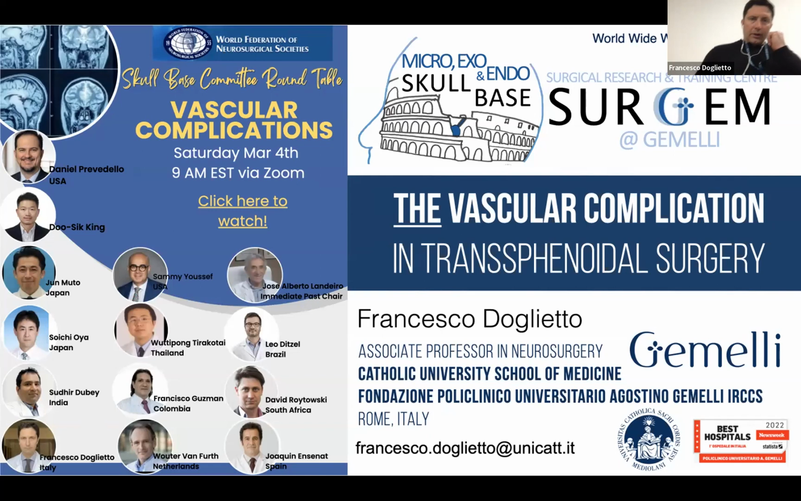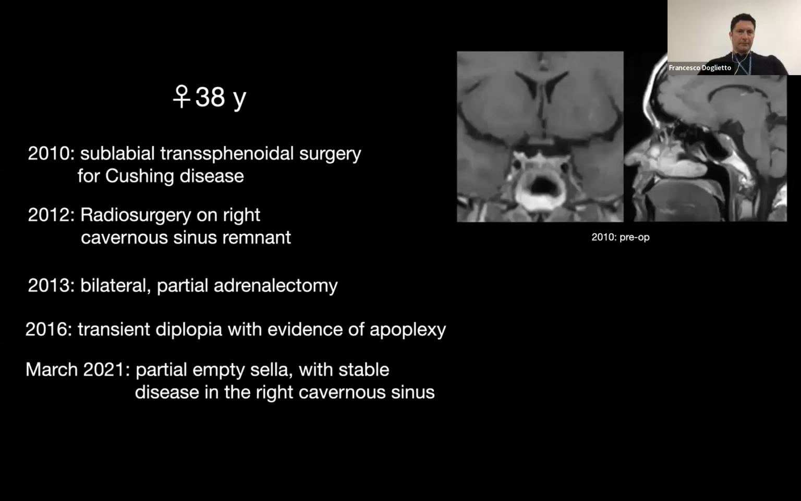Okay, so I thought I would briefly discuss this case. I have no relevant disclaimer, really. This is the case of a 38-year-old woman with a long history. As you can see, she was operated on for the first time when she was 27 for Cushing disease, and she underwent radiation treatment with radiosurgery 2 years later. And then for the severity of the disease, she even underwent a bilateral partial adrenalectomy.